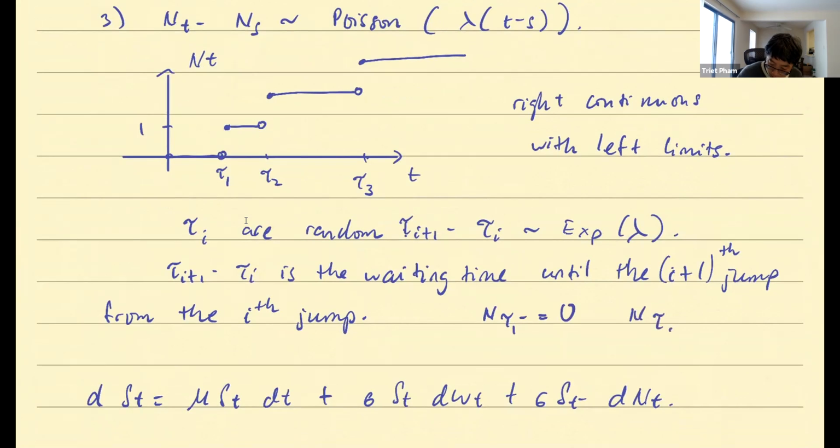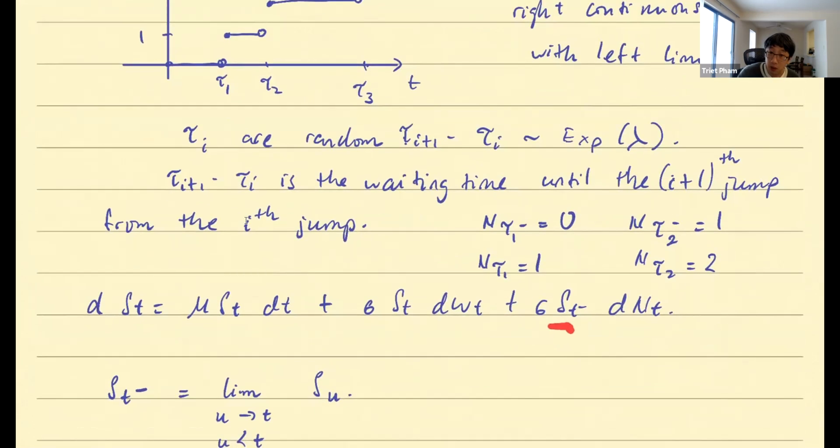And N_{tau 2-} will be 1. Notice that N_{tau 1} is 1 and N_{tau 2} is 2. Is that clear? The value of the Poisson process at tau 1 is 1. The value of the Poisson process at tau 2 is 2. But the left-hand limit is 1 less. So here, when we do this, what we mean is the left-hand limit before the Poisson process jumps.